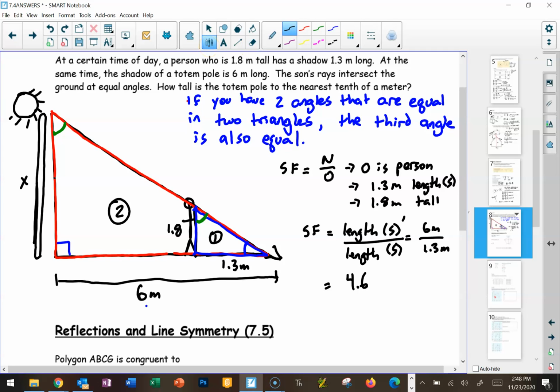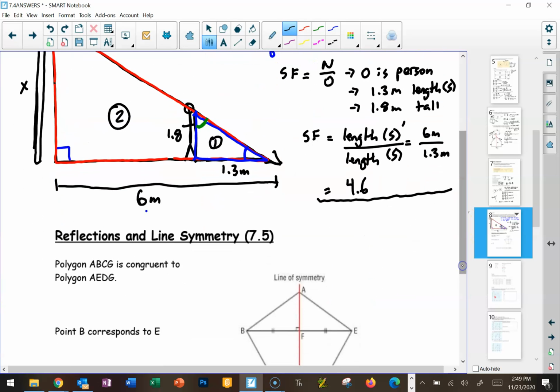So we know two things already. We know that these triangles are similar, and we know that they have a scale factor of 4.6, which means that the bigger one, number 2, is 4.6 times the size of number 1. If we have a measurement and the scale factor, we can figure out the other measurement. So the height of the person corresponds to the height of the pole, which is what we're trying to figure out. So let's use our scale factor to figure out the last piece of this project.